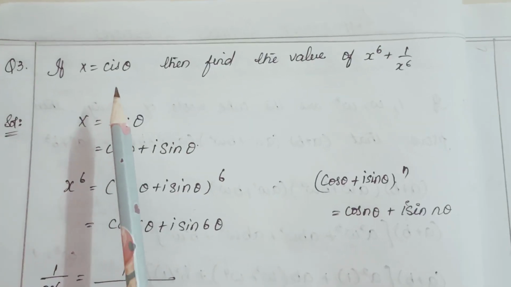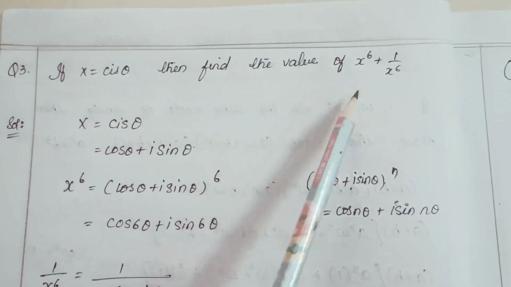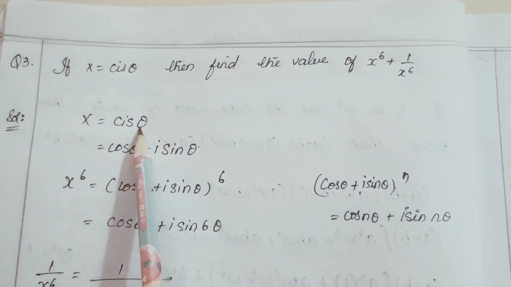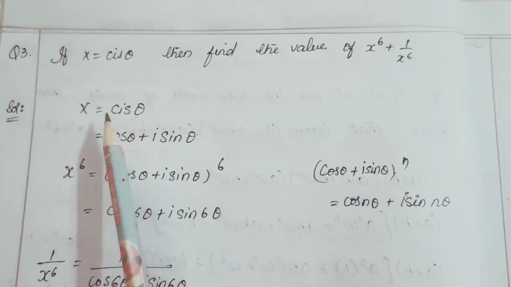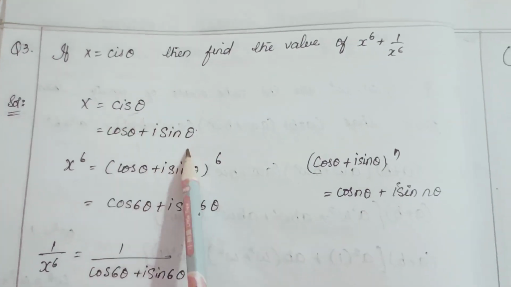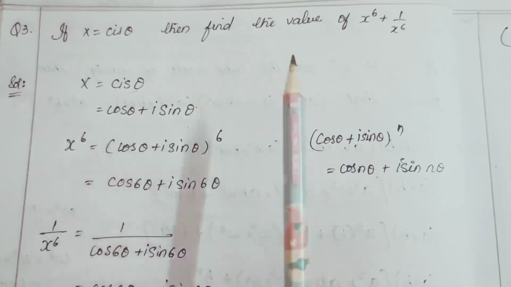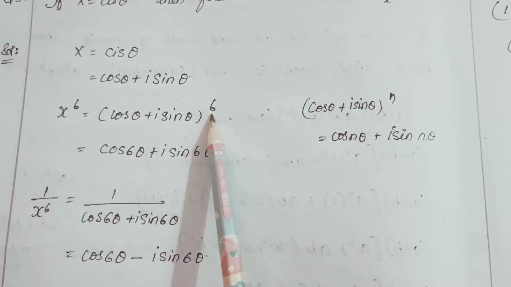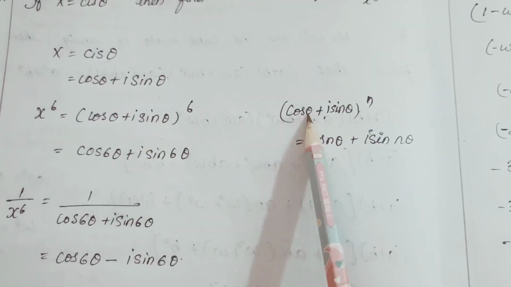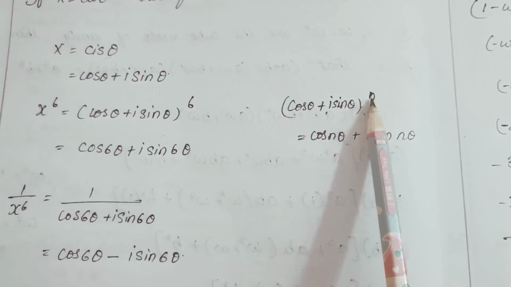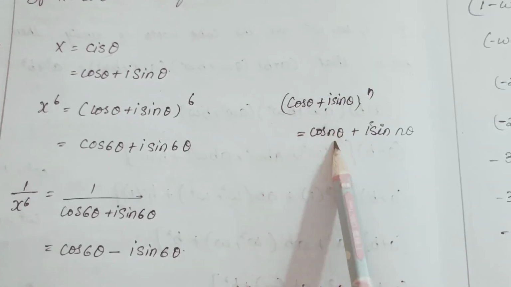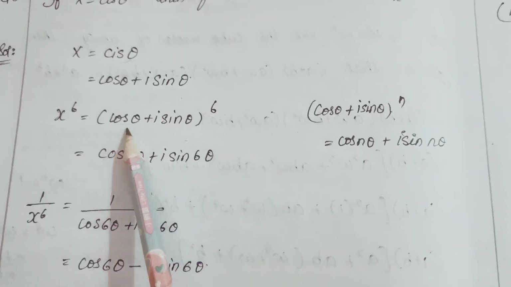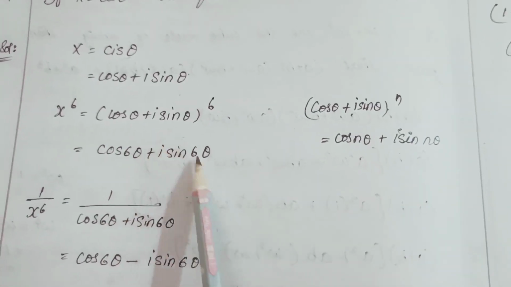3. If x is equals to cos theta plus i sin theta, then find the value of x power 6 plus 1 by x power 6. Okay, x is equals to cos theta plus i sin theta, given. We want x power 6 value. So cos theta plus i sin theta whole power 6. So we know the formula of De Moivre's: cos theta plus i sin theta whole power n is there. So this n will be multiplied here, cos n theta plus i sin n theta. Similarly, we can do here cos 6 theta plus i sin 6 theta.